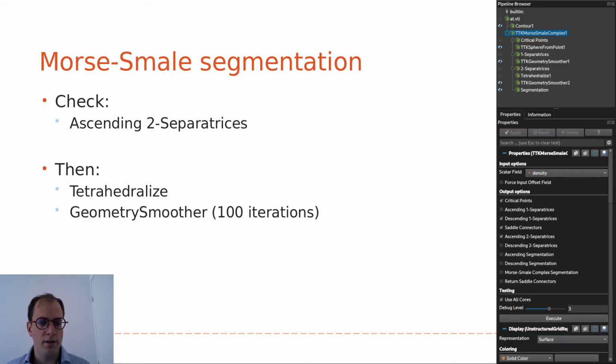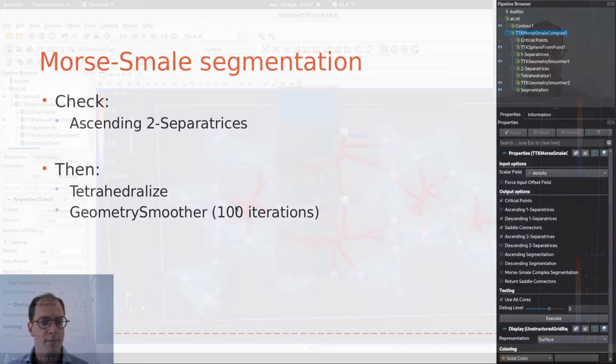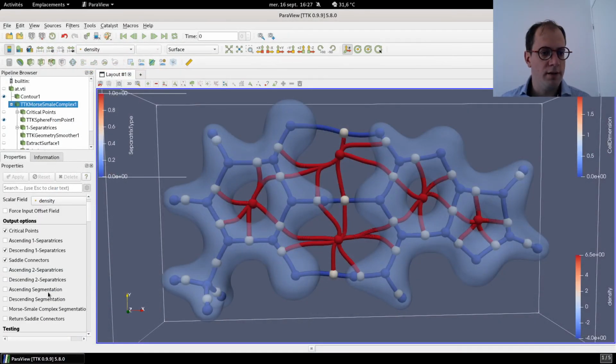And last, we will compute a segmentation of the dataset. So we will check the ascending 2-separatrices box, and we'll clean the output using a conjunction of the tetrahedralize filter and the geometry smoother filter applied on the 2-separatrices output of the Morse-Mel complex. Let's do that. I will select the corresponding box.